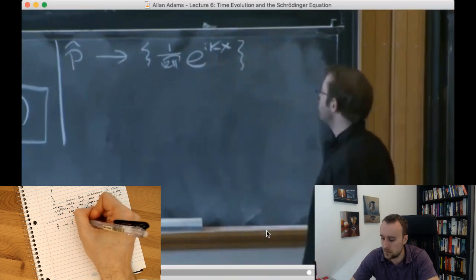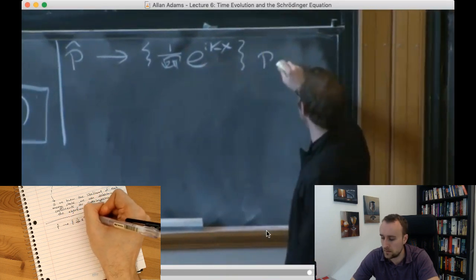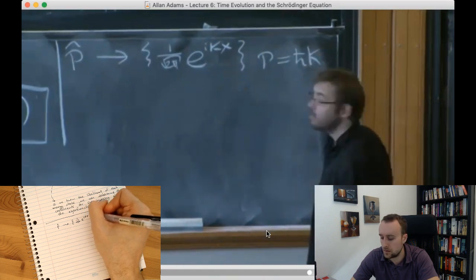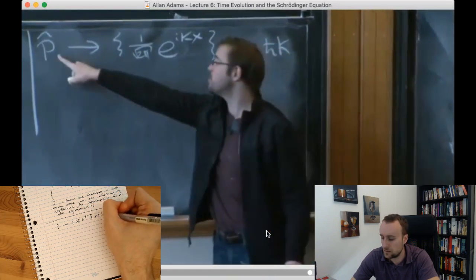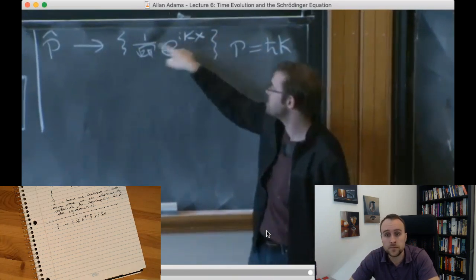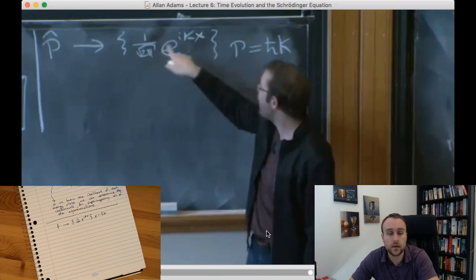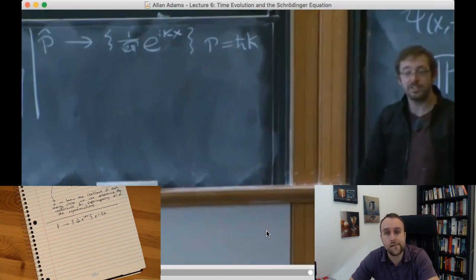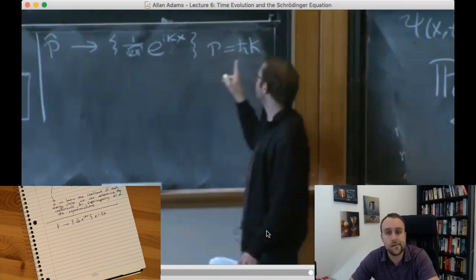So I claim that for every different value of k, I get a different value of p, and the eigenvalue associated to this is p equals h bar k. That's the eigenvalue. We get that by acting with the momentum operator, h bar upon i times the derivative with respect to x. The derivative pulls down an i k times the same thing. H bar multiplies the k over i, kills the i, and leaves us with an overall coefficient of h bar k. This is an eigenfunction of the momentum operator with eigenvalue h bar k.